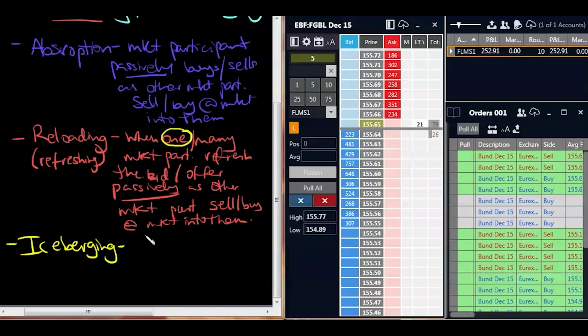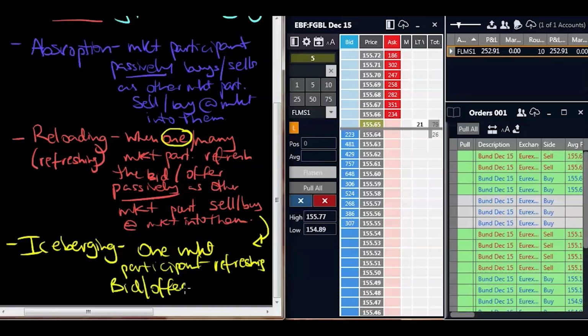So for the iceberg, it's exactly the same as reloading, except it's one market participant refreshing the bid or offer in slices, and they're usually equal slices. That's essentially what price ladder absorption, reloading or refreshing, and the term iceberging are.